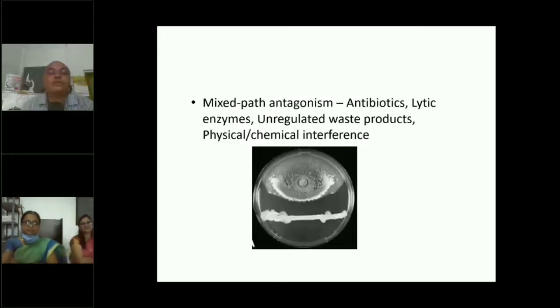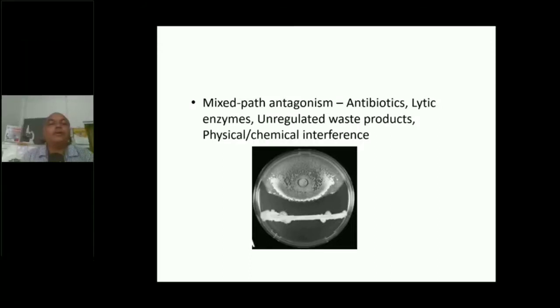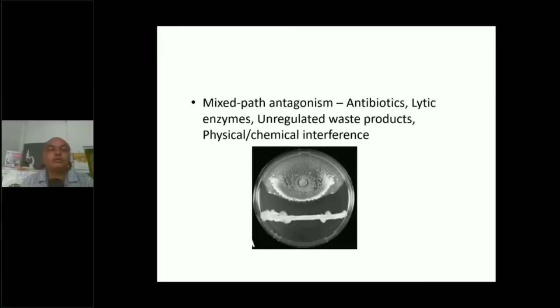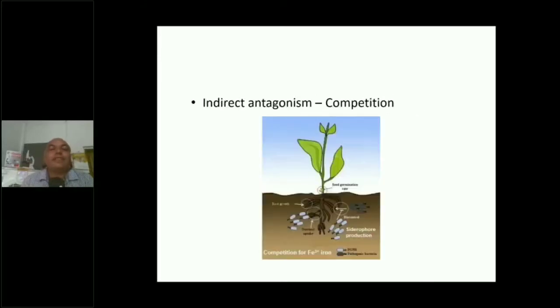Then you can say if you put Trichoderma or any bacteria in a Petri plate along with the plant pathogenic fungi, you will find antagonism there. The Trichoderma will produce some antibiotics or some lytic enzymes, some secondary products which will inhibit the growth of the pathogen. Then competition is indirect antagonism.